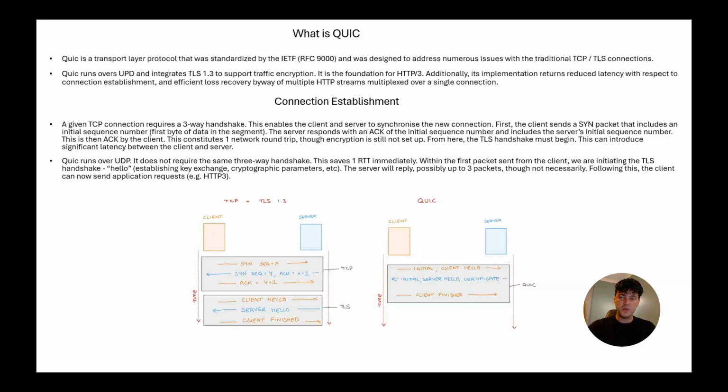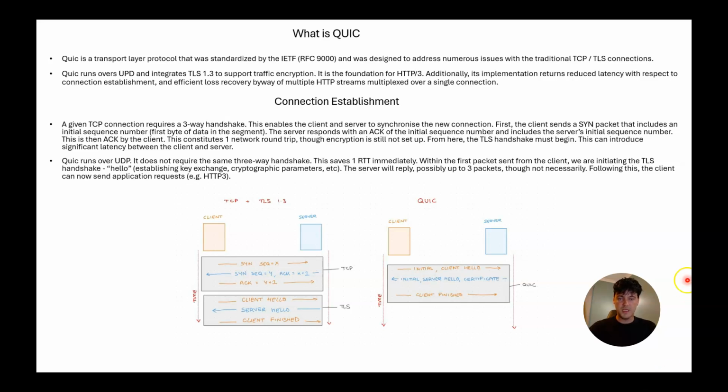So QUIC is a transport layer protocol that was standardized by the Internet Engineering Task Force with RFC 9000, and it was designed to address numerous issues with the traditional TCP and TLS connections. QUIC runs over UDP, and it integrates TLS 1.3 to support traffic encryption. It is the foundation for HTTP3, and additionally, its implementation returns reduced latency with respect to connection establishment and efficient loss recovery by way of multiple HTTP streams multiplexed over a single connection.